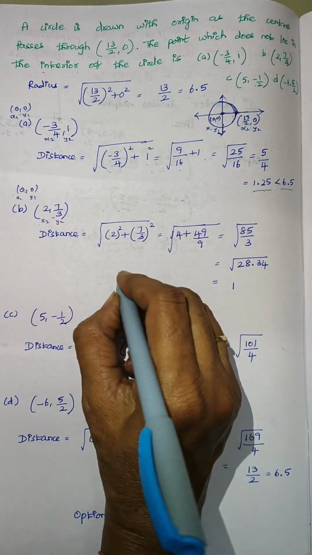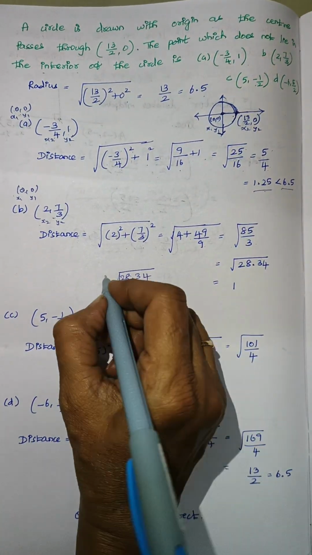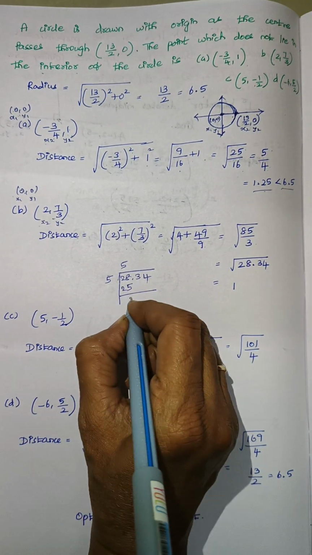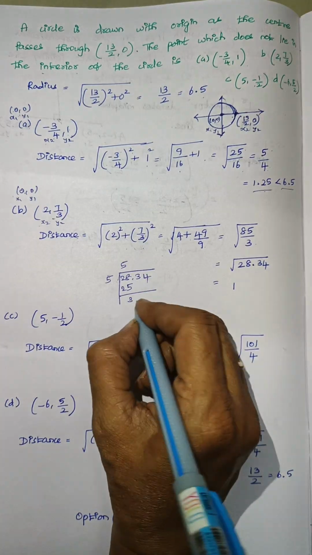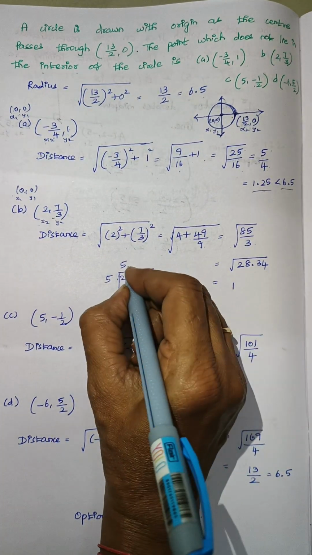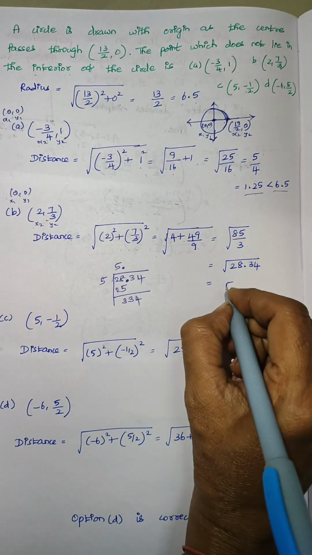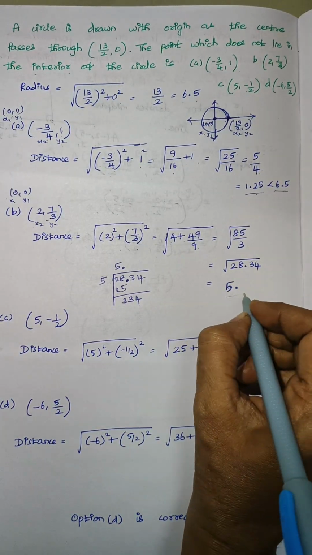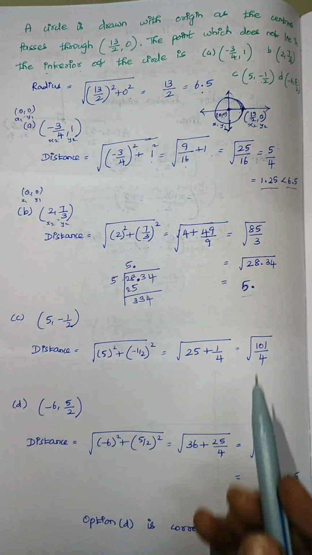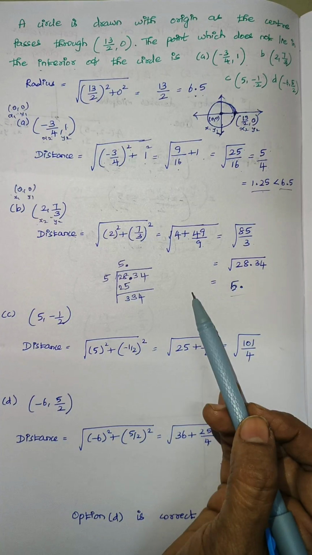Again when you find the square root of 28.34, 5 5s are 25, the remainder is 3, and I am bringing down these 2 digits and keeping a point over here. Anyway it is 5 point something, so no need to calculate the entire thing. This 5 point something is less than the radius, which is 6.5. So this point also lies within the interior of the circle.